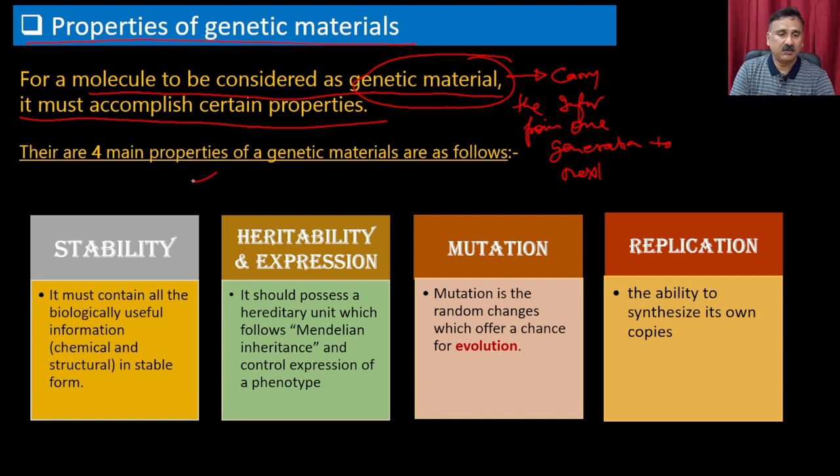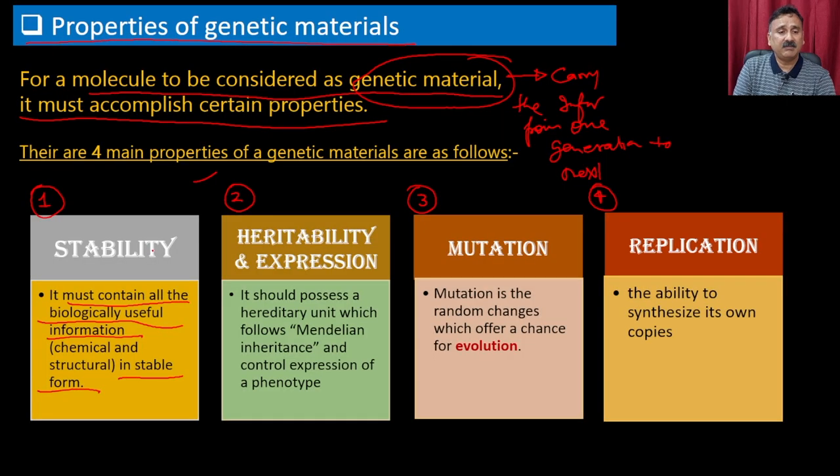What are the conditions? Number one is stability. Number two, it should be heritable and expressed. Number three, it should allow mutations, and number four, it should be able to replicate. So stability: it must contain all the biologically useful information in a stable form, which means it should be resistant to any kind of damage, and if there is damage, it should have a mechanism to recover from that damage.